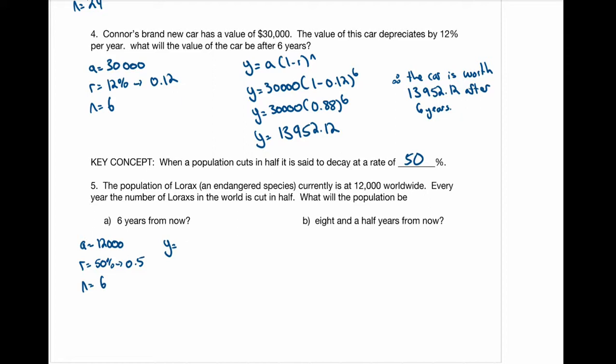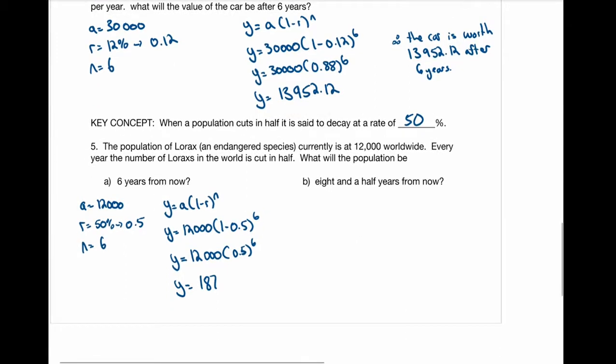So in my equation, y equals a times 1 minus r to the power of n. Y equals 12,000 times 1 minus 0.5 to the power of 6. I can simplify my bracket. 1 minus 0.5 is 0.5 to the power of 6, and y then equals 187. So after 6 years, the population will be 187.